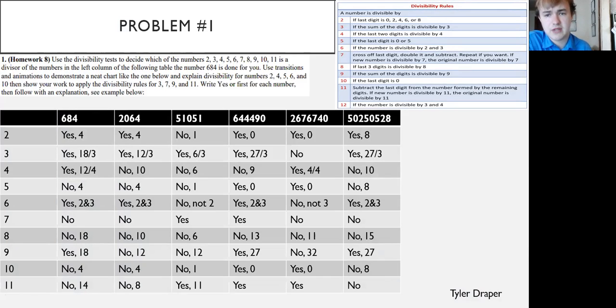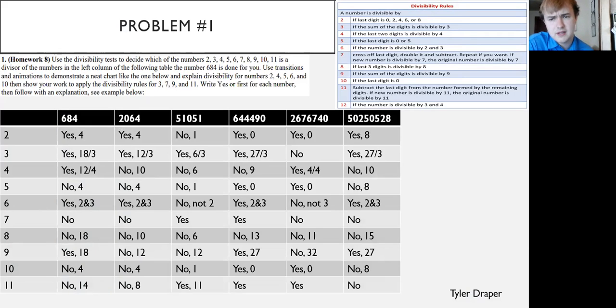To determine 7, that is probably the toughest one. We will cross off the last digit, double it, and subtract it. Now, if the new number is divisible by 7, then it will be divisible by 7. 684 is not. For number 8, if the last 3 digits are divisible by 8, 6 plus 8 plus 4 is 18, so it's not divisible by 8.